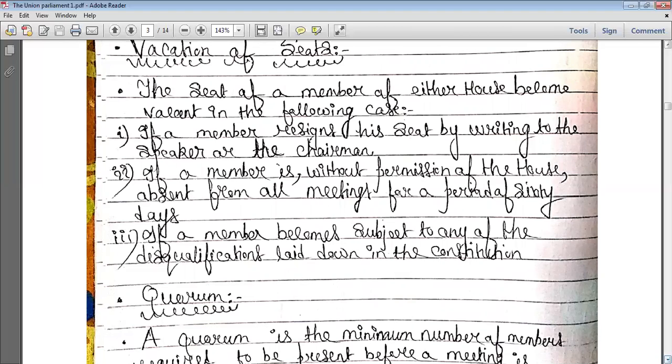If a member is absent without permission of the house from all the meetings for a period of 60 days, that is, if a person is absent consecutively for 2 months, then that person is not able to represent the house. That person's seat becomes vacant. If a member becomes subject to any of the disqualifications laid down in the constitution, that means if that person performs any misbehavior, then that person gets removed from the seat.